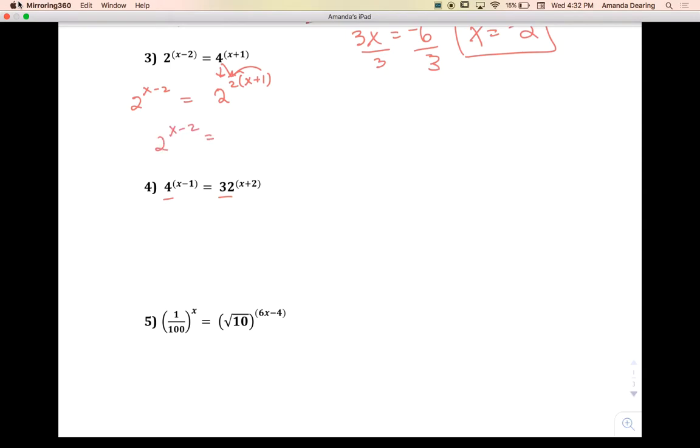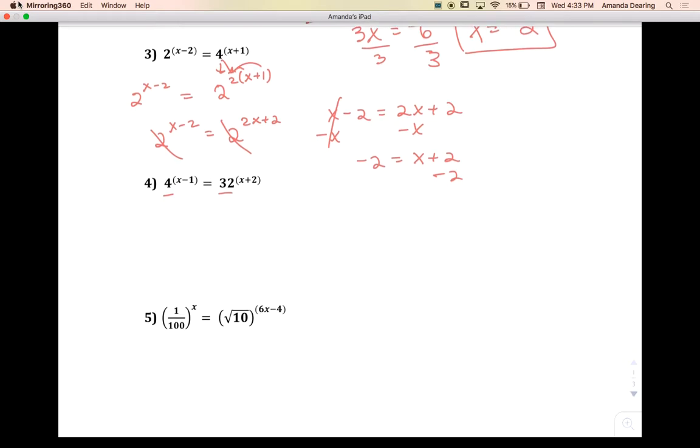So 2 to the x minus 2 equals 2 to the 2x plus 2. Bases are the same, drop the base. X minus 2 equals 2x plus 2. SADMAP skills kick in. Subtract x. Negative 2 equals x plus 2. Subtract 2. X equals negative 4.